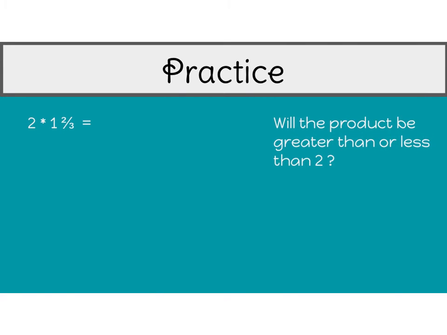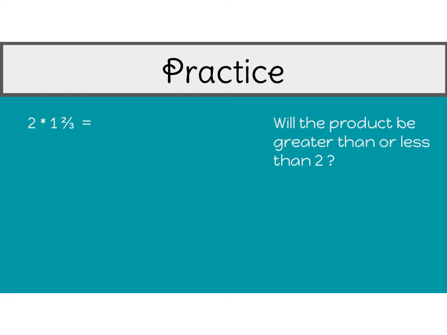All right, so let's take a look at this practice problem. We have 2 times 1 2/3. So I've got a whole number and I've got a mixed number. What I want you to think about first of all is, will the product be greater than or less than 2? The product will be greater than 2 because 2 is being multiplied by a number that is greater than 1.